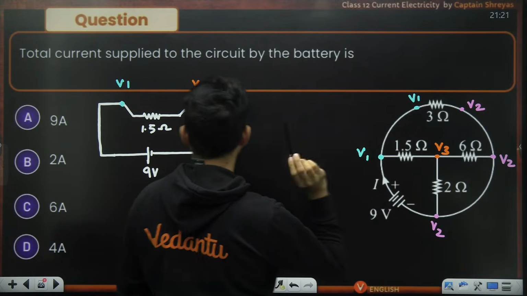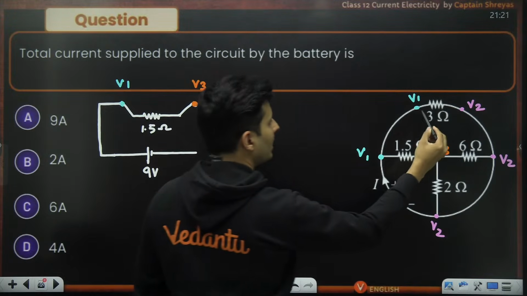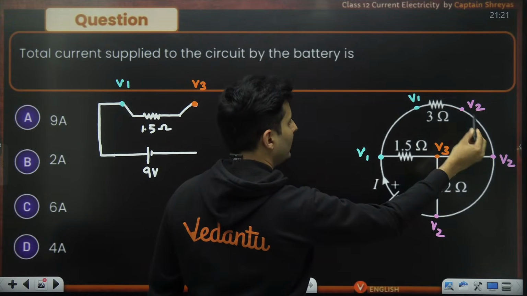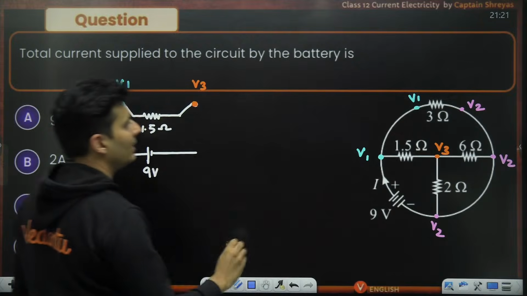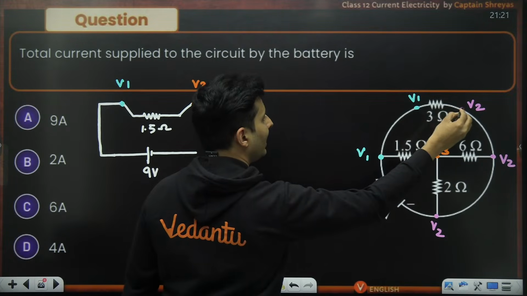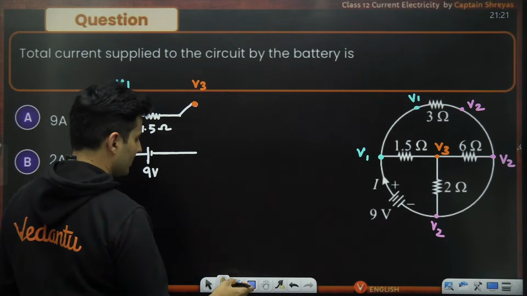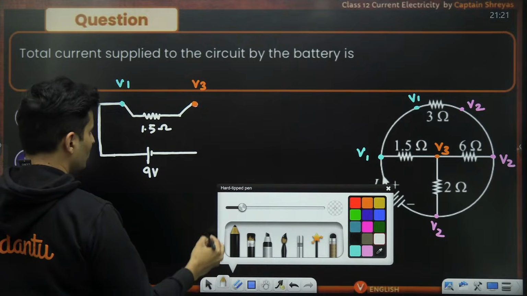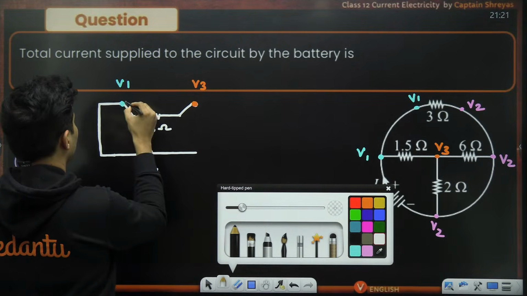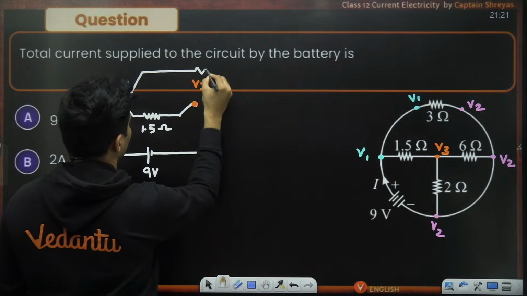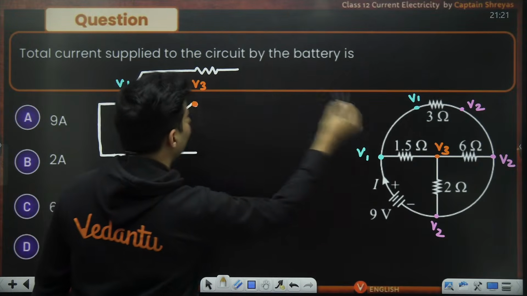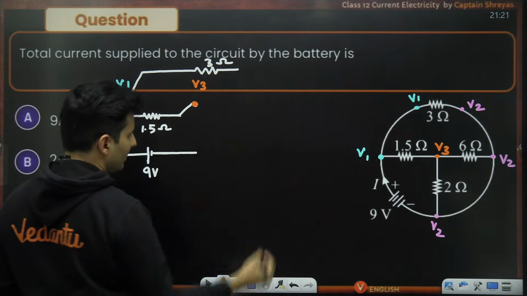No, it is not going directly. Okay, this is directly V3. V1 is going to V2 and V2 is going to V3. Between V1 and V2, there is a 3 ohm resistance. So what I can do, I can just take this like this. Between V1 and V2, there is a 3 ohm resistance.